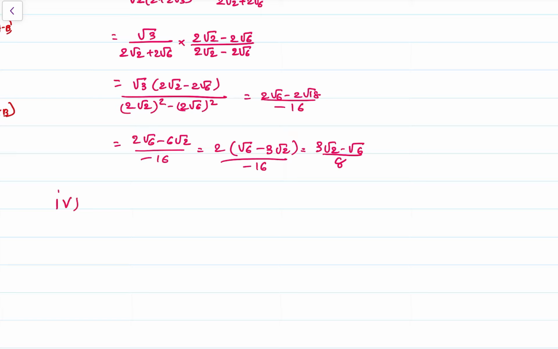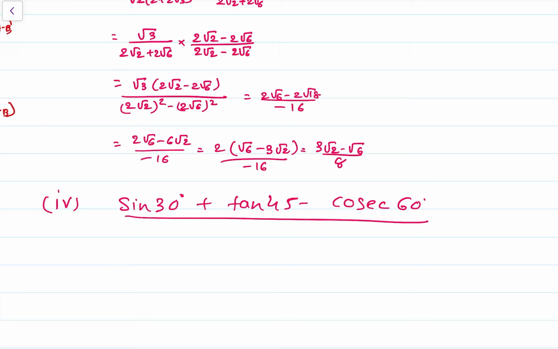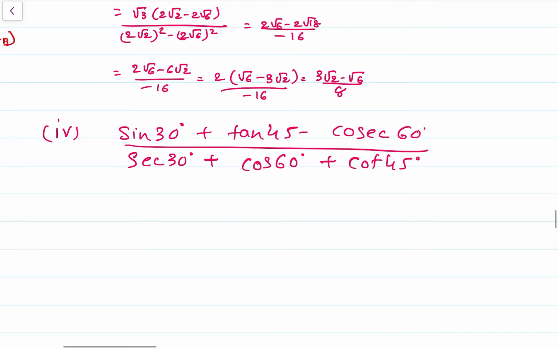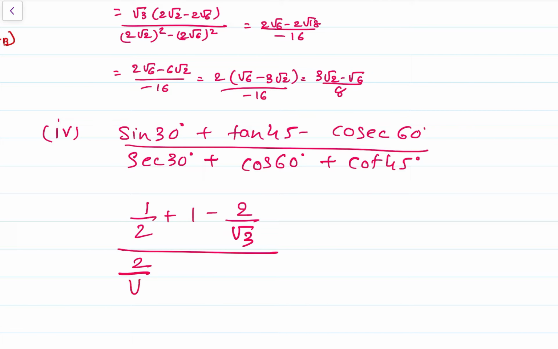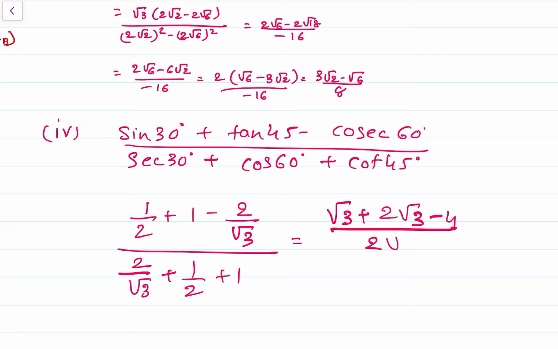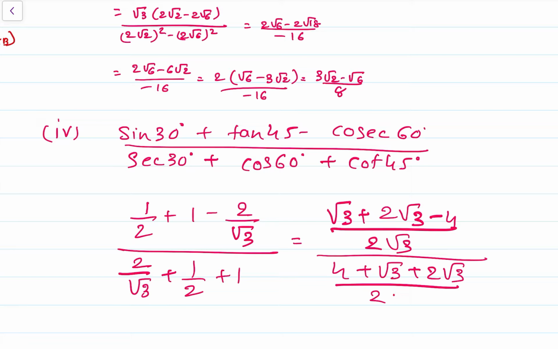Now number 4. Sin 30 plus tan 45 minus cosec 60 upon sec 30 plus cos 60 plus cot 45 degrees. So, replacing the values of each ratio, we get 1 upon 2 plus 1 minus 2 upon root 3, whole upon 2 upon root 3 plus 1 upon 2 plus 1. Solving this, we get root 3 plus 2 root 3 minus 4 upon 2 root 3, whole upon 4 plus root 3 plus 2 root 3 upon 2 root 3.